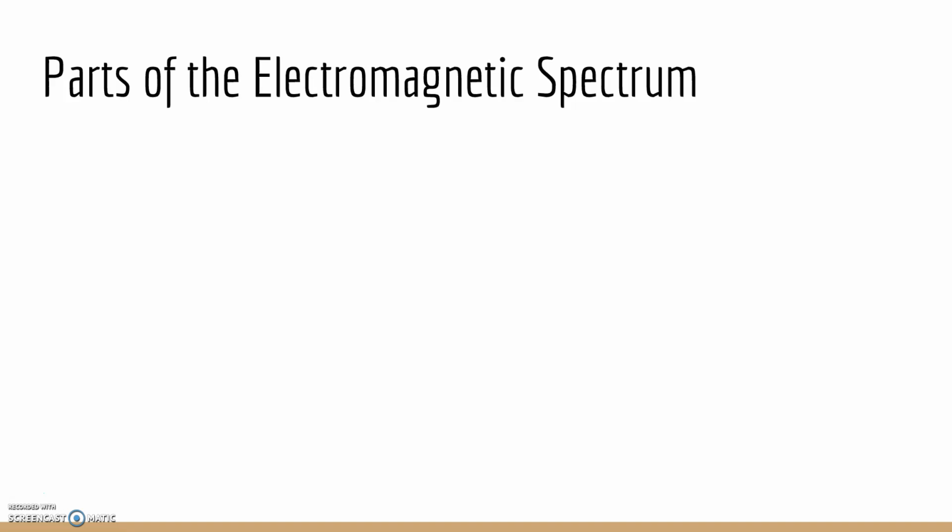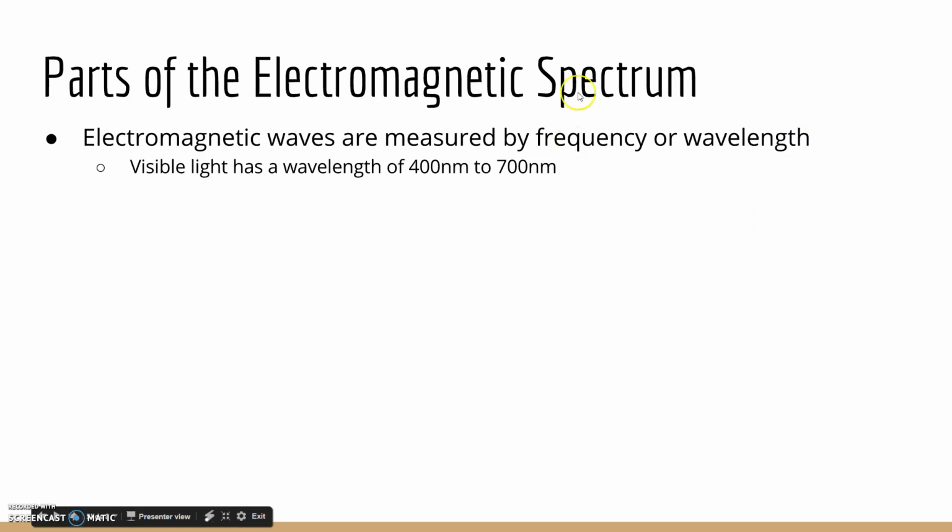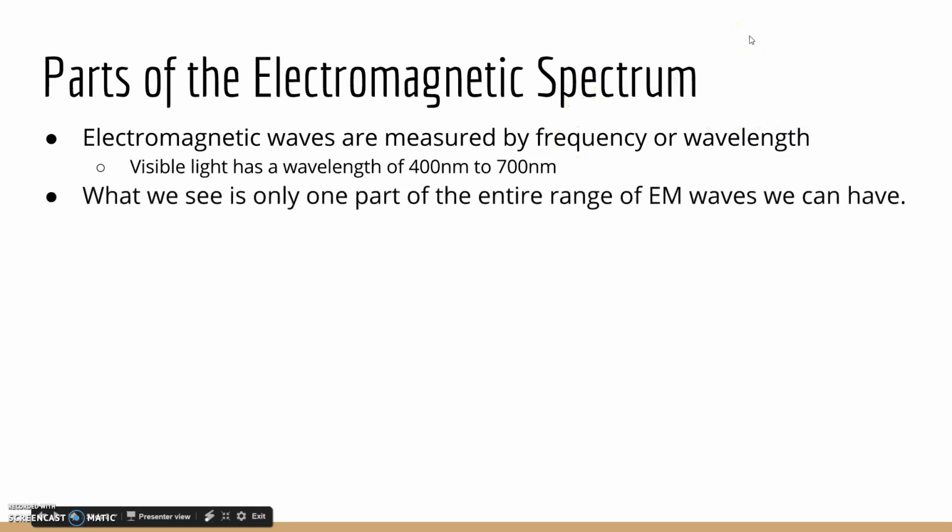All right, so now we're going to look at the electromagnetic spectrum as a whole. We're going to zoom out of the picture a little bit. So electromagnetic waves are measured by frequency or wavelength because they do change. Frequency and wavelength changes as you go across the spectrum. So visible light has a wavelength of 400 nanometers to 700 nanometers, as I showed you in that previous slide. And what we see is only one part of the entire range of EM waves.